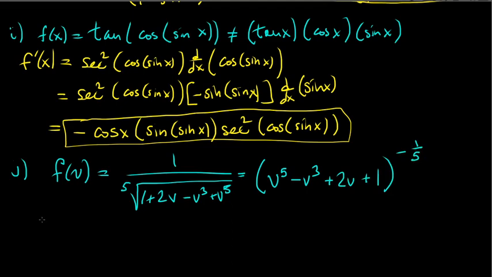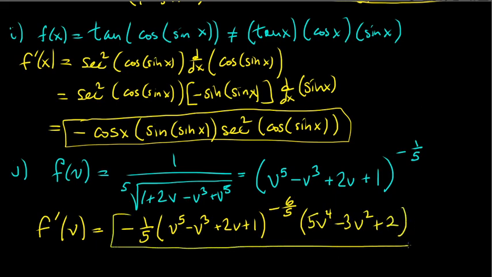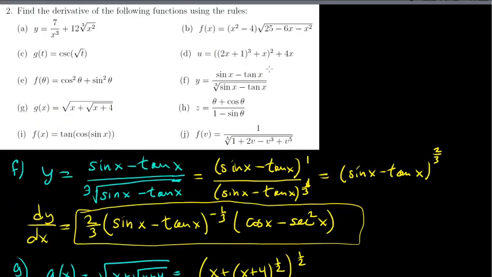So now we just use the power rule with the chain rule. Negative 1 over 5 times v to the 5 minus v to the 3 plus 2v plus 1, and then negative 1/5 minus 1 is negative 6 over 5. And then the chain rule, right? So 5v to the 4 minus 3v squared plus 2 plus 0. So that is the derivative. And so there you go. I think we did all of them, right? So that's number 2. Let's go on to number 3.